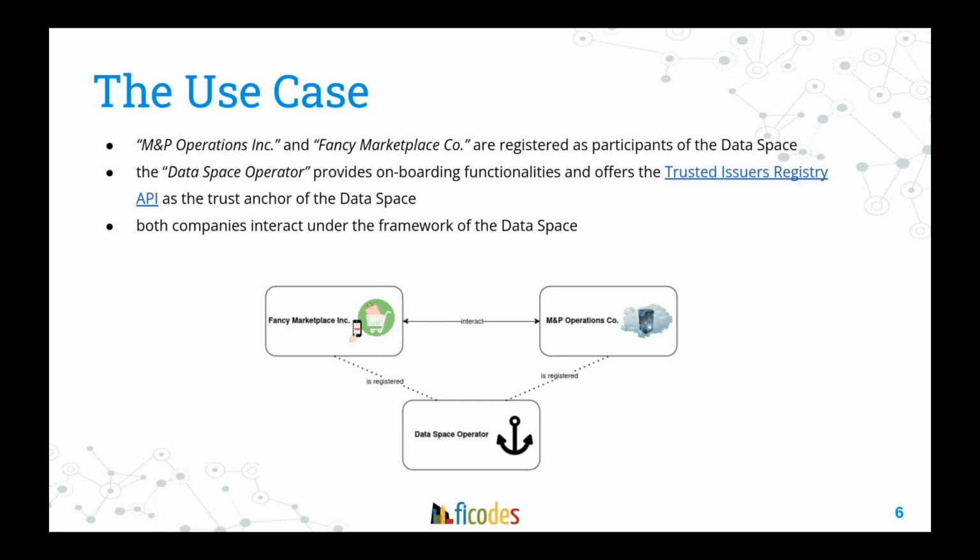The functionalities that this so-called data space operator has to offer as part of our demo data space are relatively limited. In order to identify participants, they need to offer the trusted issuers registry API that every one of our data space connectors requires to actually check if a user is part of a participant of the data space. That's more or less the only hard requirement that the data space connector itself has to its trust anchor, as already described in the IAM session.